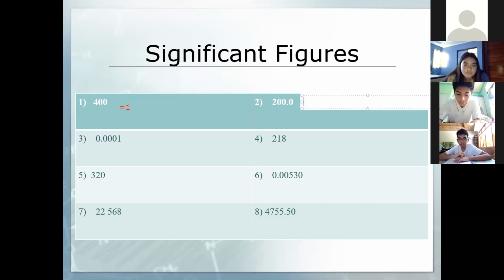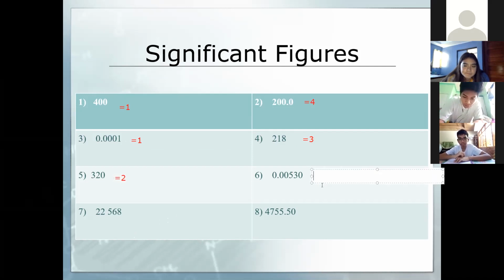So this one contains only 1 significant digit. This one contains 4 significant digits. Number 3 contains only 1 significant digit. Number 4 contains 3 significant digits. But number 5 contains 2 significant digits. Only the 3 and the 2. Okay?